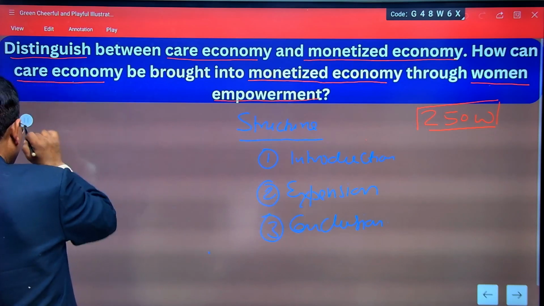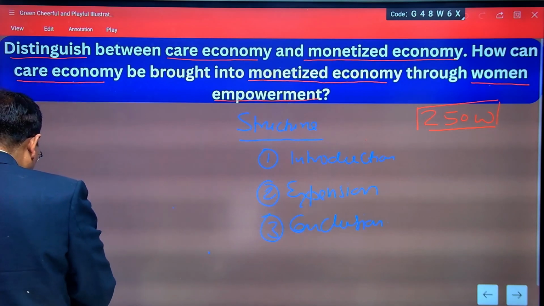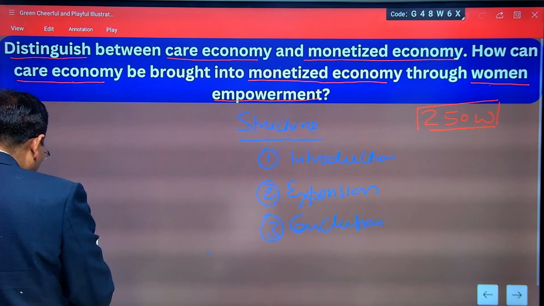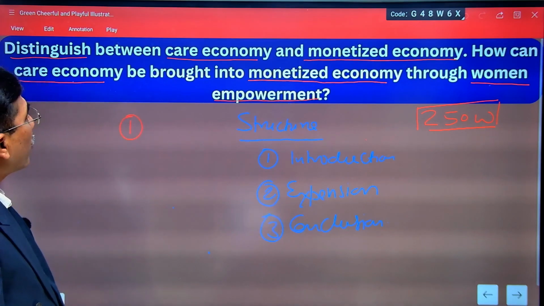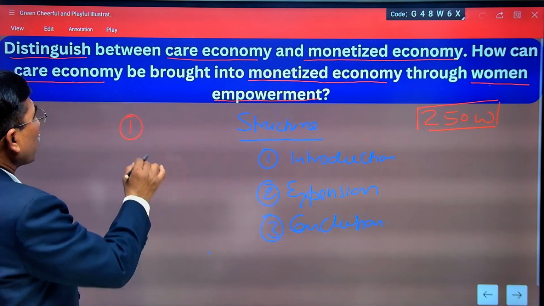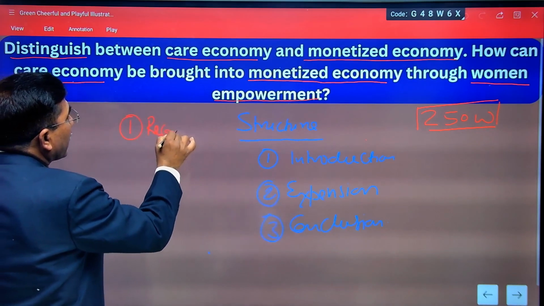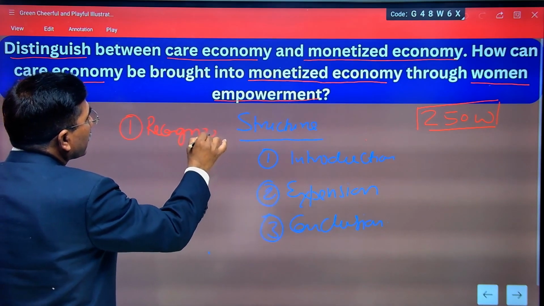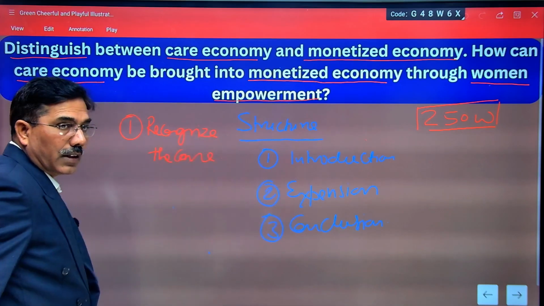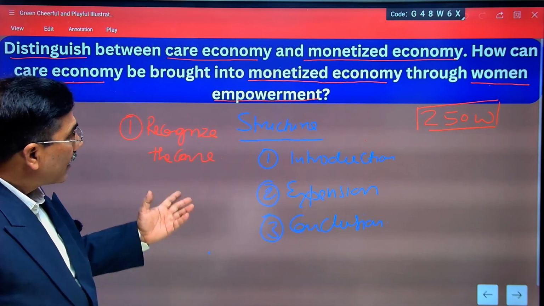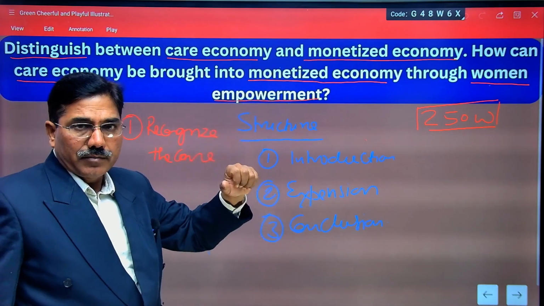If I discuss this point by point, number first, you have to recognize the care economy. If our government recognizes the care economy, it means that it will empower the women.